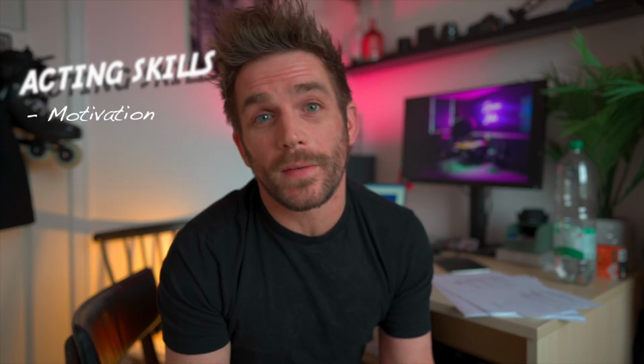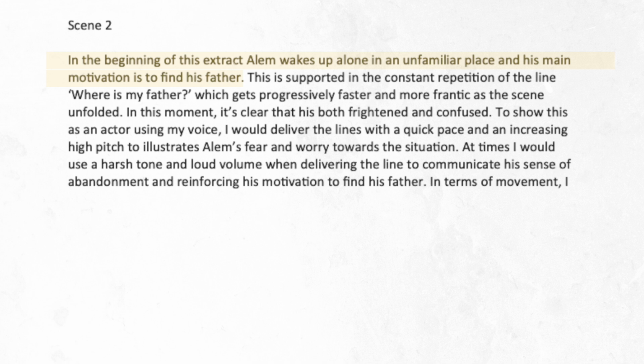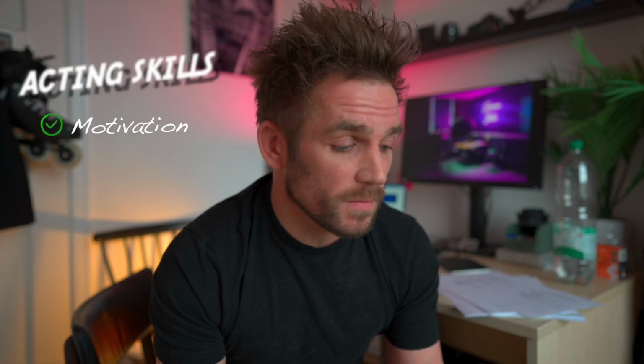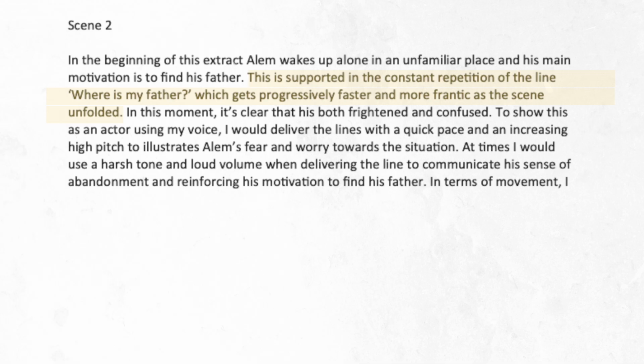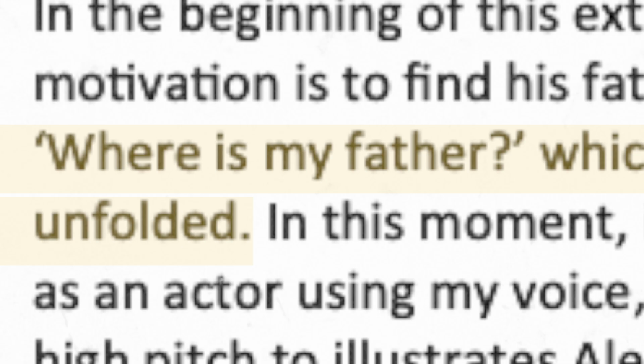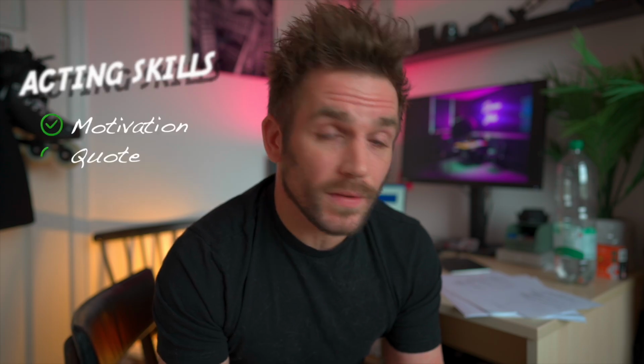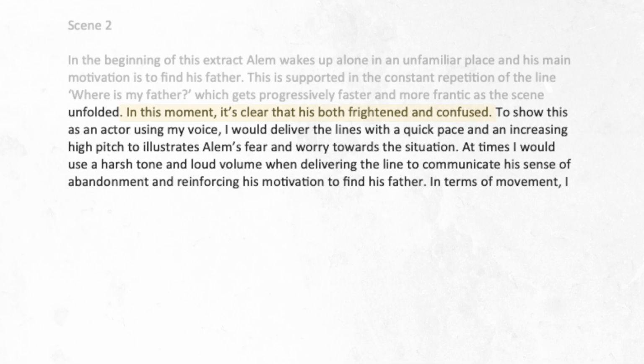Now in this example, again, it's an acting question, but this time our bullet points refer to character motivation, voice, movement, and interaction. But the same structure applies. Let's take a look. In the beginning of this extract, Alam wakes up alone in an unfamiliar place, and his motivation is to find his father. Straight away, we've got a motivation. This is supported by the constant repetition of the line, "Where is my father?" which gets progressively faster and more frantic as the scene unfolds. There's our quote. In this moment, it's clear that Alam is both frightened and confused.